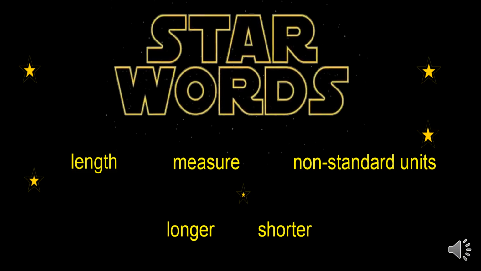Our first star word for today is the word length, and length is a type of measurement. So we also have the star word measure. We've got the star word non-standard units, and we're going to explore that a little bit later on. We have the words longer and shorter, and these are words that we use to describe the length of an object.